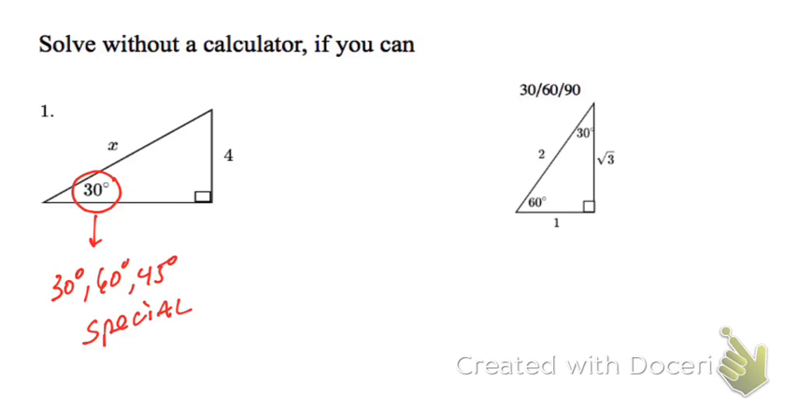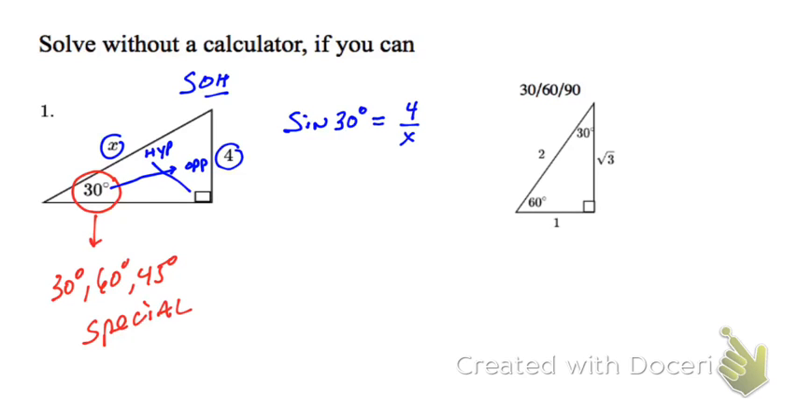We would figure out, we've got a 4 here and we've got an x here. Well, what are we dealing with? Well, the 4 is opposite of your 30 and the x is on the hypotenuse. So just like from last week, you would say, well, that means I have a sine of 30. Opposite and hypotenuse is SOH. Sine of 30 is 4 over x.